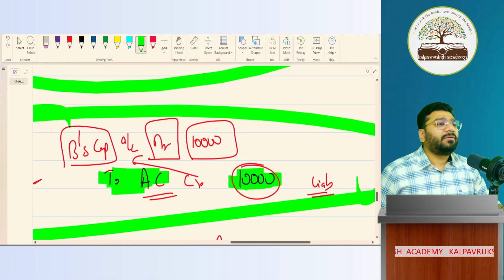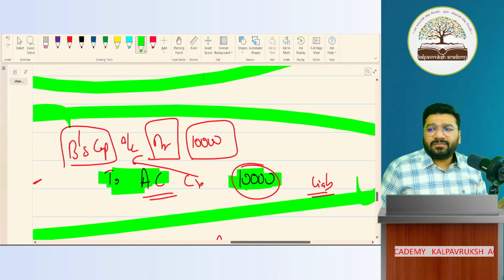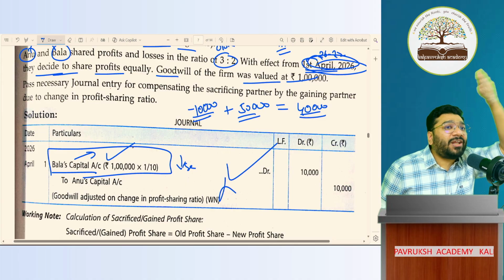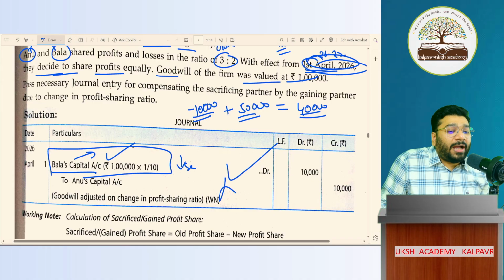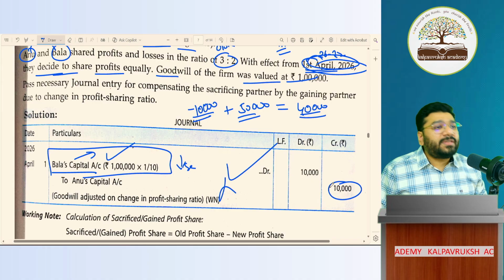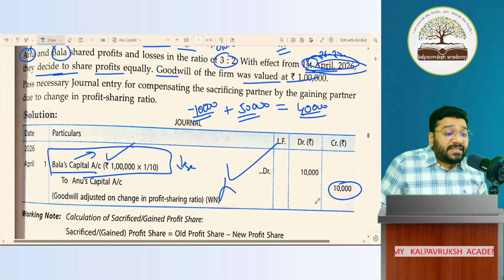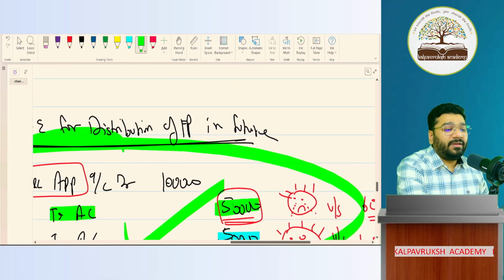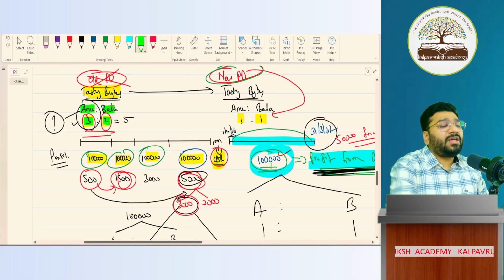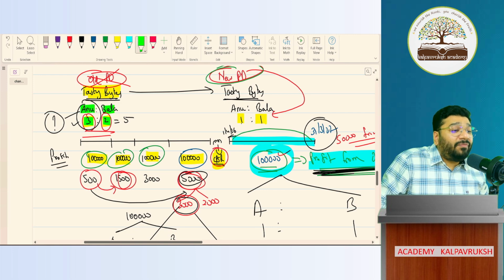Tell me, people, what is goodwill here? Why are we just saying goodwill? What is goodwill? Sacrifice of future profit. So Anu is sacrificing so much profit in favor of Bala, no? From which year onwards is she sacrificing? After year 2.